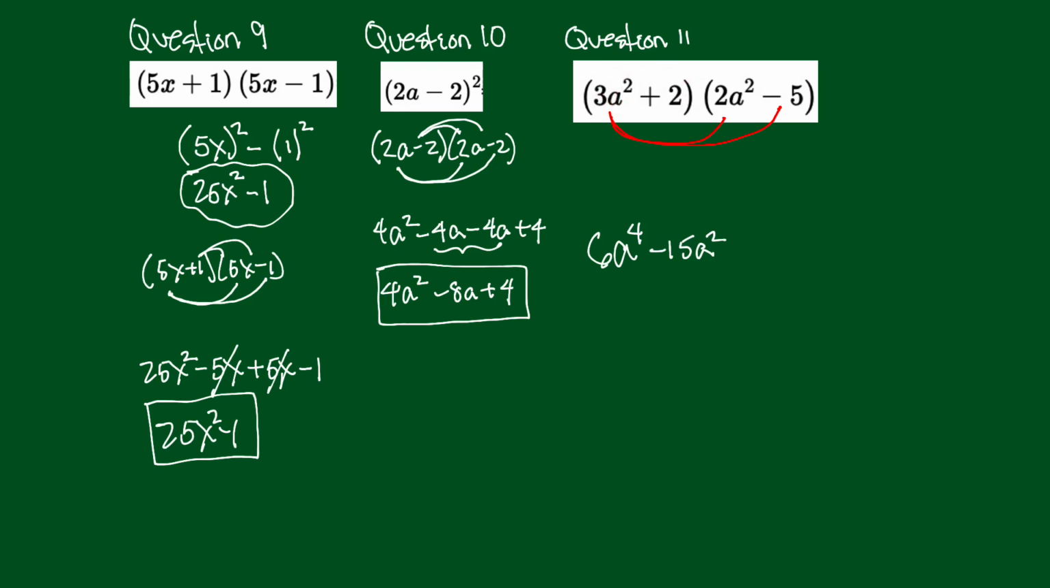So what do we have? Positive 2 times positive 2a squared is plus 4a squared. And then finally, what is this one here? This is positive 2 times negative 5, which is negative 10. So let's count these up. a to the 4th: this is the only term with a to the 4th, and I've got 6a to the 4th. Now, a squareds. I'm down 15, and I get 4. So negative 15 plus 4 is minus 11a squared, and then there's that minus 10. That is the product.